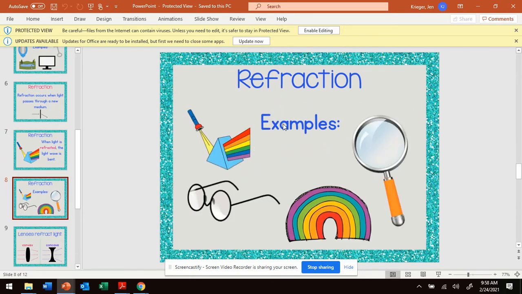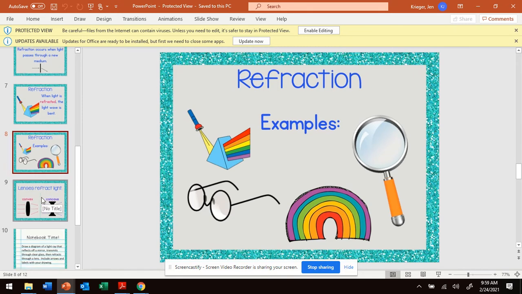So examples of materials or objects that show refraction besides our prism is your glasses. When you look in glasses, you don't want to see a reflection. You'd get awfully dizzy, right? It's refracting, or bending the light. The rainbow is an example of refraction. A magnifying lens or a hand lens is an example of refraction.